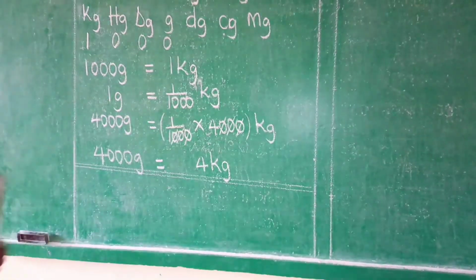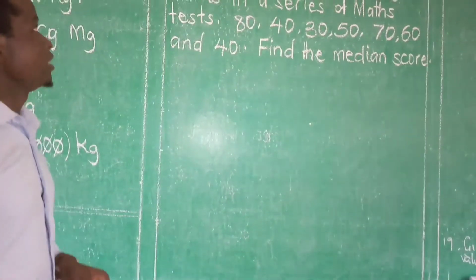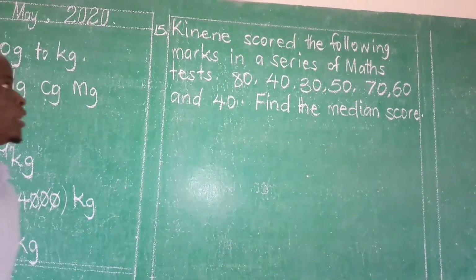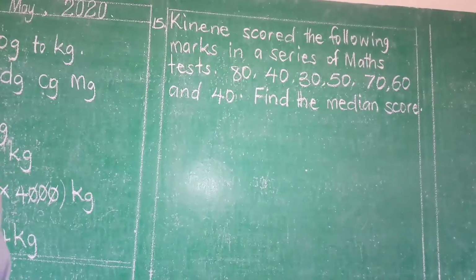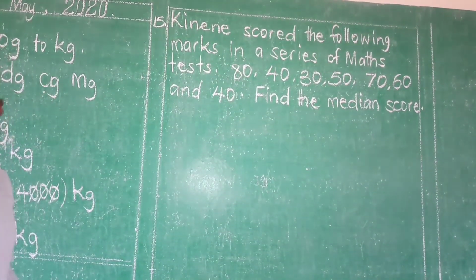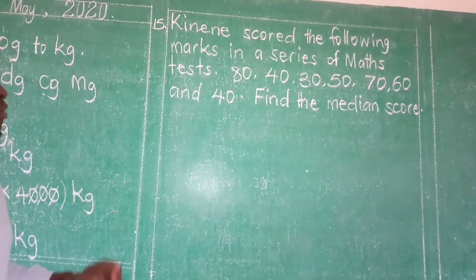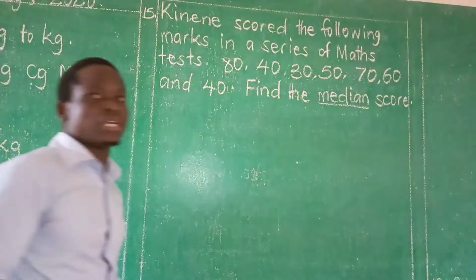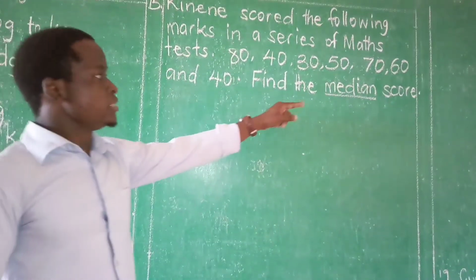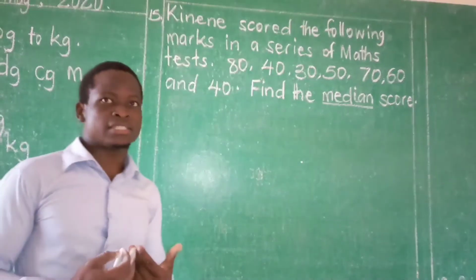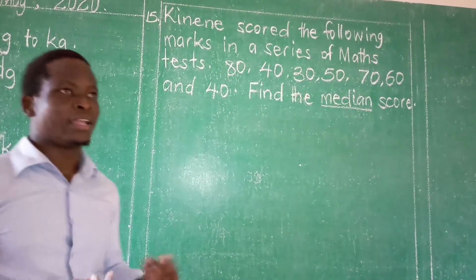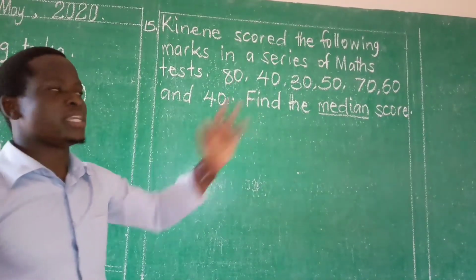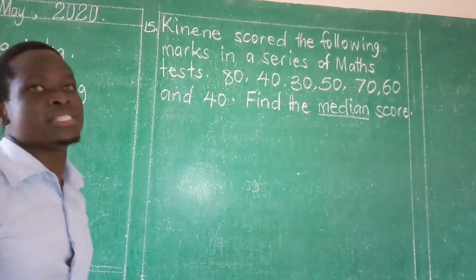We go ahead. Once I finish, number 15 reads, Chinene scored the following marks in a series of mathematics tests: 80, 40, 30, 50, 70, 60, and 40. Find the median score. Now here the keyword is median. We need to understand what median is. Median simply refers to the middle item in a list of things arranged in order. It's very important to first arrange the items in their order, preferably ascending order, and identify which one is in the middle.